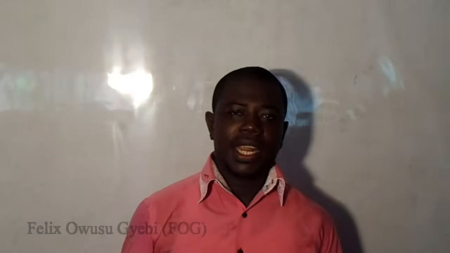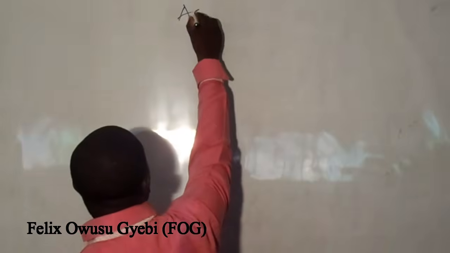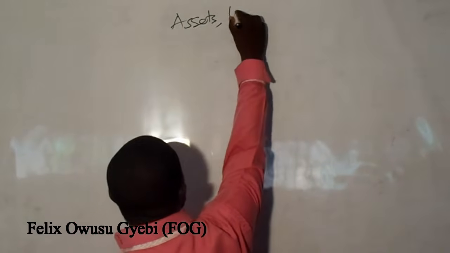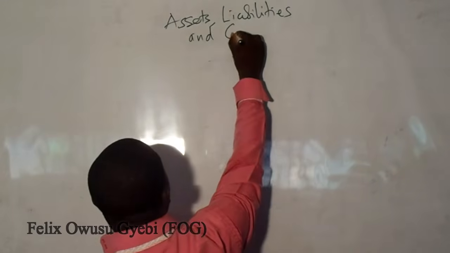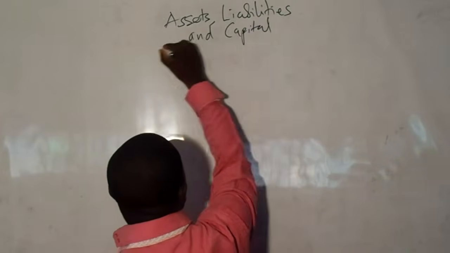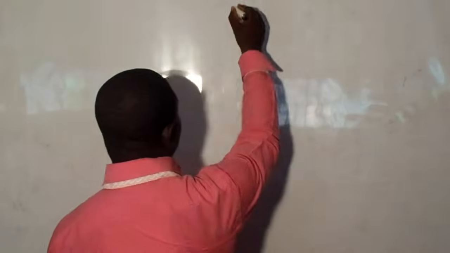And today we are going to look at assets, liabilities and capital. We are going to take each of them one by one, try to explain and understand what they mean and how they apply to financial accounting. Alright, so we begin with assets.